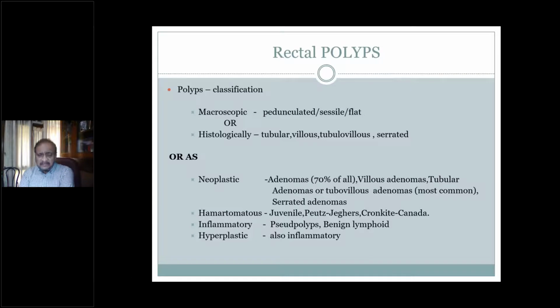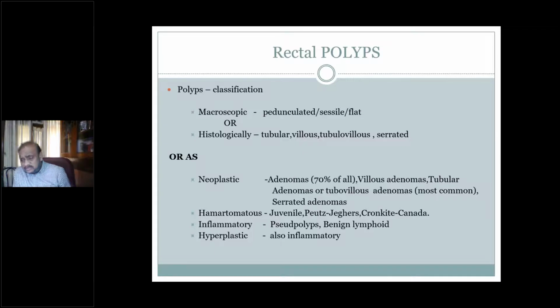It doesn't mean that the hamartomatous, inflammatory, and hyperplastic are absolutely non-malignant. No, some of them could be malignant given the proper circumstances and the proper variables, right? But neoplastic basically tells you that these are the polyps which would have a high incidence of malignant change. For example, adenomas, 70% of all, we just have said that, and most of them would have some kind of malignant potential.